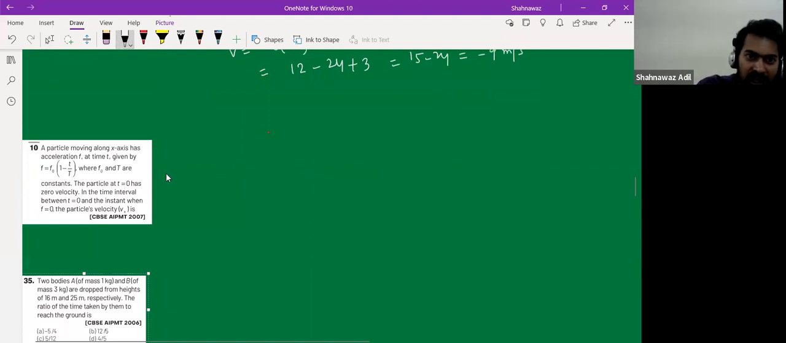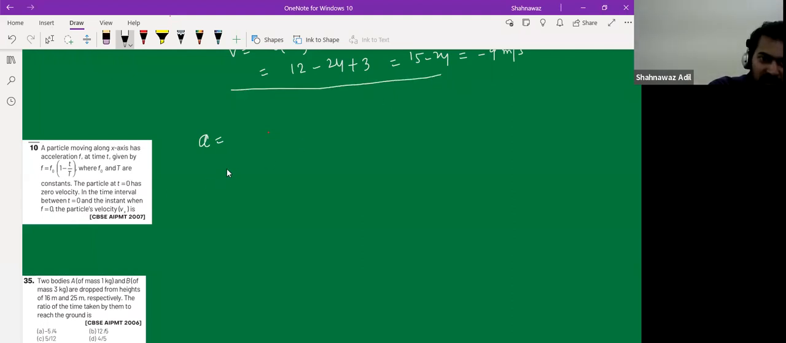Okay. So in the next class, you tell me the answer of this question. What is given? Your acceleration is given, right? And zero is the time interval between t equals zero and the instant when f is zero. Okay. So the same analogy we have to use. We have to calculate v, which is the integral of a dt, right? From t equals zero to the upper limit, the only thing that is not here, and we have to use this information to calculate the value of this upper bound. Okay. So this is how you calculate the answer of this question.